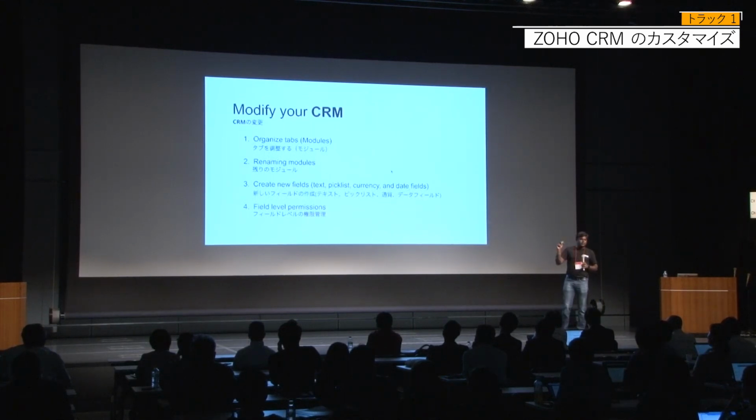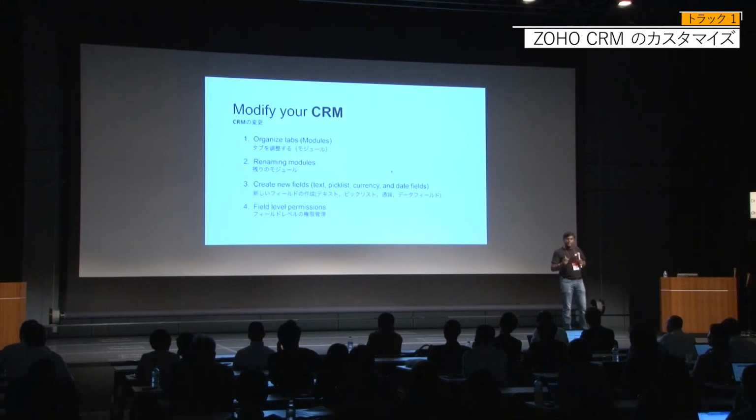Now, we call them the modules of Zoho CRM, be it leads, contacts, accounts, etc. So the first thing is for you to organize the tabs. Second is renaming the modules so that you can make them more relevant to your business process.